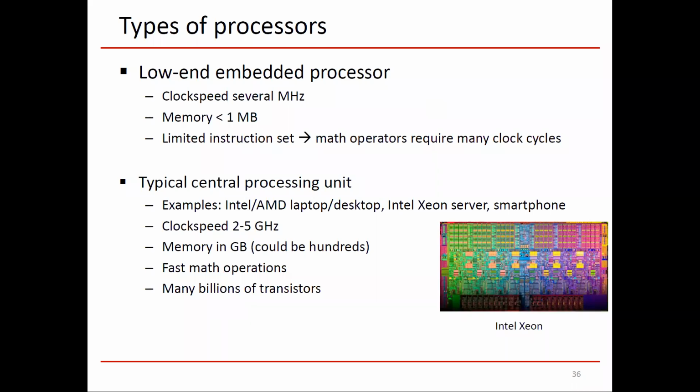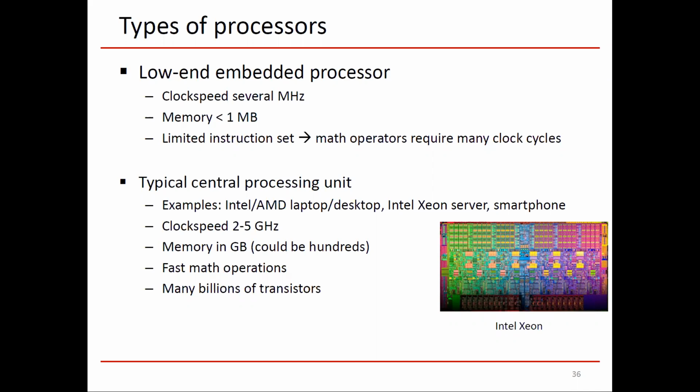And then the typical CPU, or central processing unit, and here's a picture of an Intel server chip. You can think of examples, Intel, AMD, laptops and desktops, these types of servers. And nowadays, the smartphone chips that we have on more modern smartphones are starting to be very similar to laptop chips. And by laptop chips, I'm really trying to say low energy consumption, which extends the battery life.